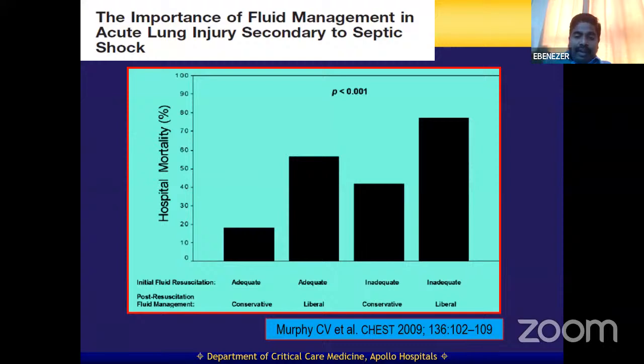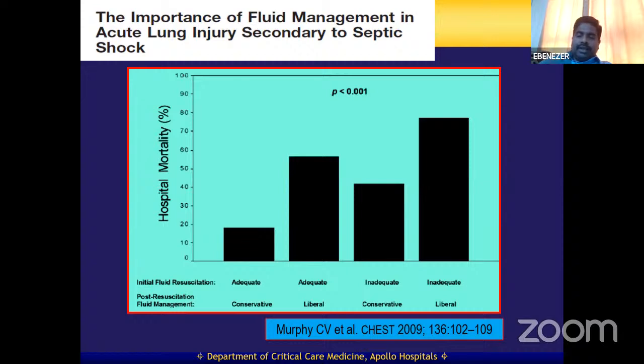And now this is a very, very important slide. See, hospital mortality is there in the y-axis. And here the type of fluid resuscitation is there in the x-axis. Now, if your initial fluid resuscitation is very adequate, and post-resuscitation fluid management is conservative, you find that the mortality rate is very, very less.